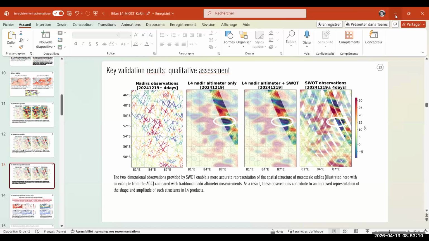Yeah, I have a question. Thank you very much for the presentation. I was wondering when would the LWE, so long wavelength error, be released on Aviso? Do you have an idea? So it is not planned for the moment. I have to convince the French Space Agency. There is no plan for the moment.